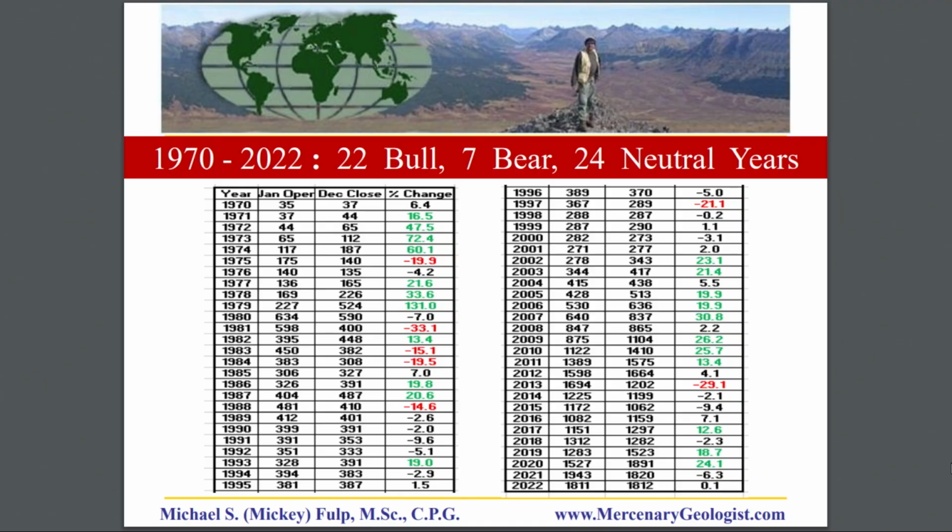Then we've color-coded on this chart the bull years in green, the neutral years in black, and the bear years in red. And in a 53-year period, folks, since 1970, when Nixon took the U.S. off the gold standard, we have had only 7 bear years. So we've been in this giant 53-year bull market for gold with only 7 years down significantly. So what do we do with that?